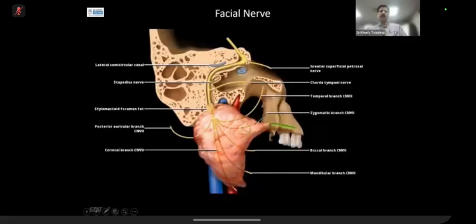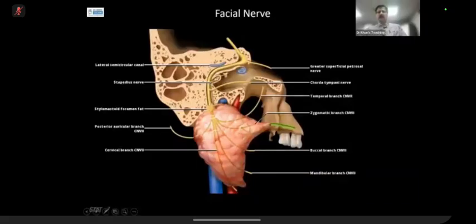This is the labyrinthine portion, geniculate ganglion, greater superficial petrosal nerve, tympanic portion, and the descending or mastoid portion. And you can see how it goes into the parotid gland and then gives the terminal branches. Now, we have learned one branch coming out here. There are other nerves. One of the nerves is this nerve.